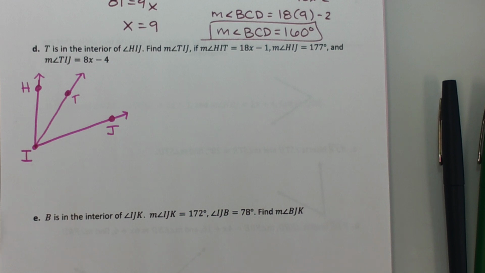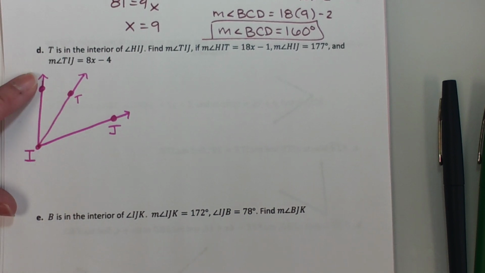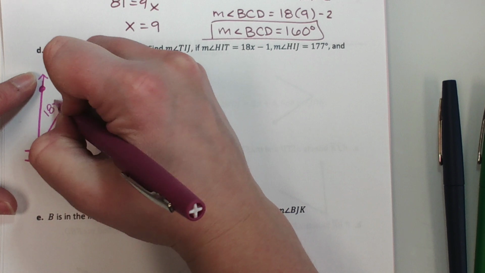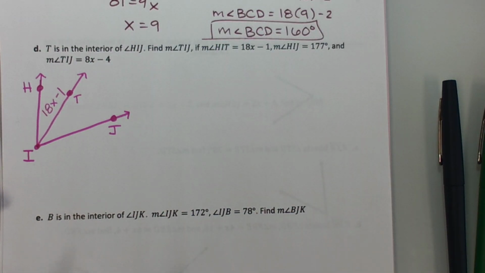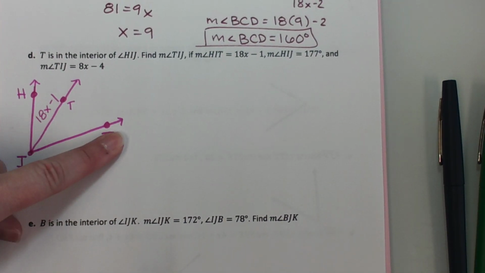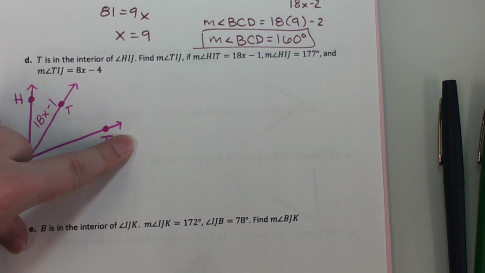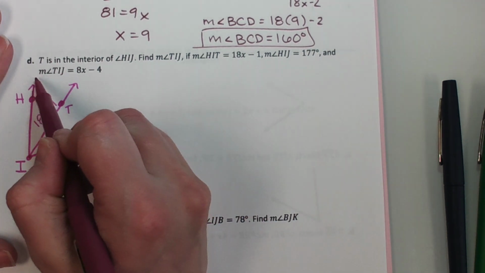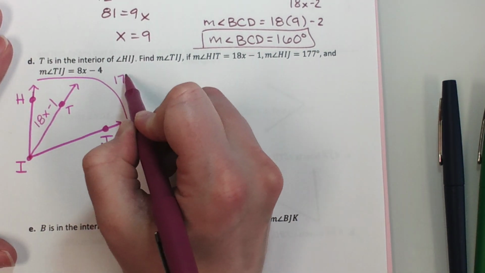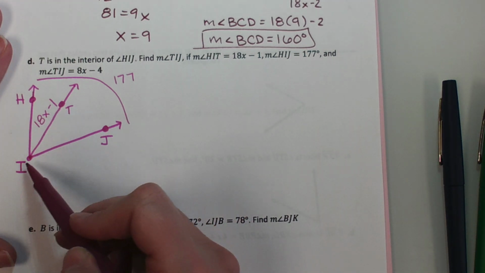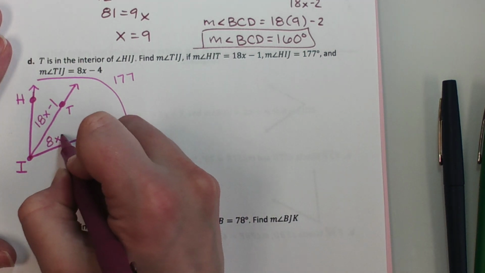Angle HIT is this one. Is 18x minus 1. Angle HIJ is the big one. Is the 177. And TIJ is this one, is 8x minus 4.